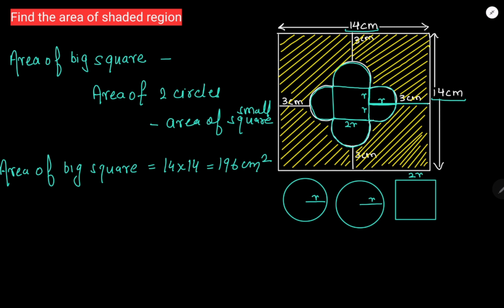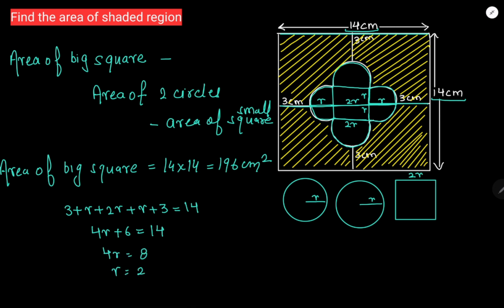Now our job is to calculate R first. If this is R, this is also R, and this is 2R. Now look at the whole side. This is 3 plus R plus 2R plus R plus 3, which is equal to 14 centimeter. This implies 4R plus 6 is equal to 14, so 4R is equal to 8 and R is equal to 2.